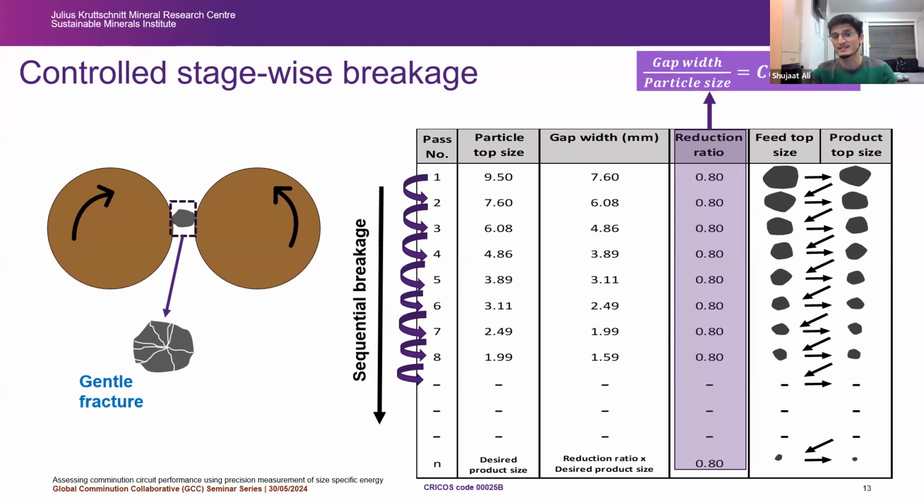And during each stage, I measure my breakage energy. And that reduction ratio that you see here is chosen. There is a study behind that as well, again covered in my thesis. It's just that minimum reduction ratio that just fractures particles gently and does not overbreak.